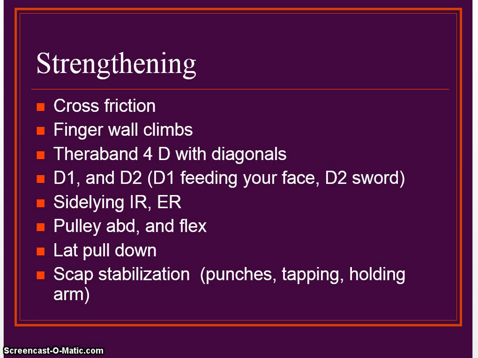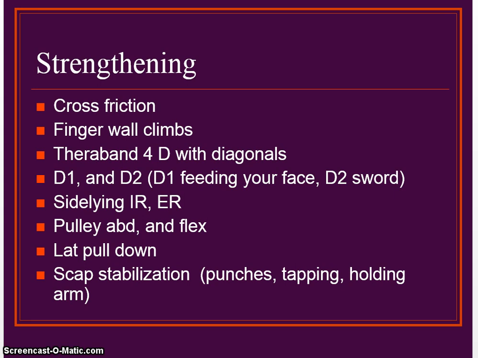Strengthening: many times we'll do cross friction massage because we want that inflammatory process to come back in, especially if it's been stagnant for so long. TheraBand exercises are fantastic in four directions, doing diagonals. There are two videos posted for you so you can see the D1 and D2 proprioceptive patterns. I call the D1 feeding your face because you're bringing your arm diagonally in towards your face. The D2 pattern is as if you were taking a sword out of your pocket and coming out.